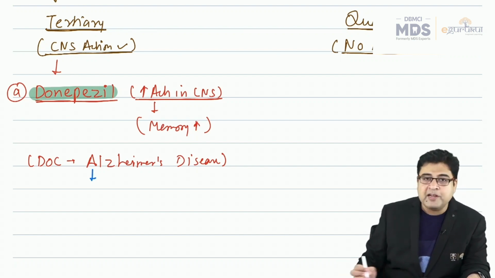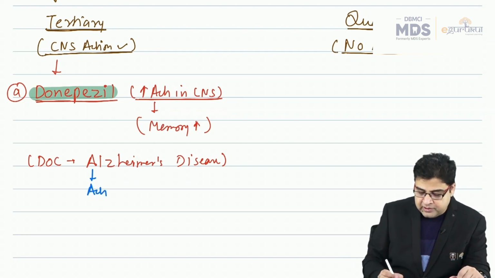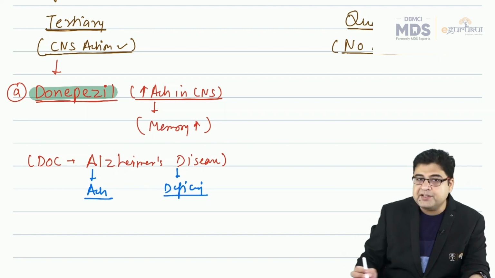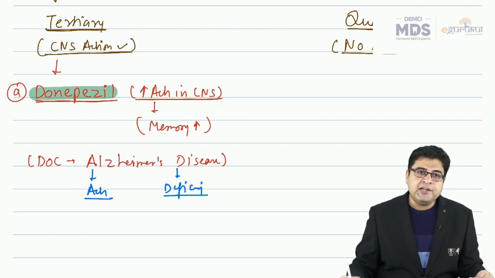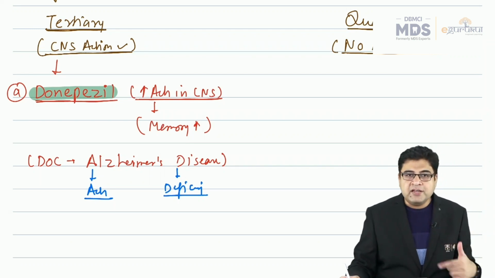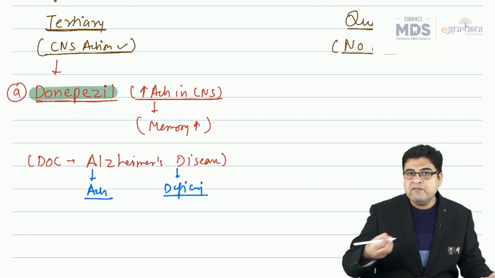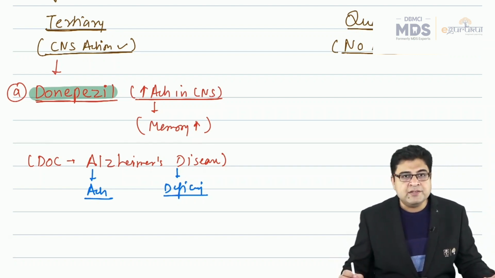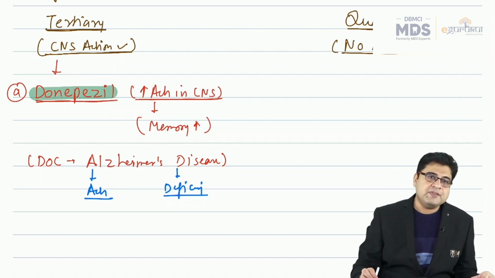Alzheimer's disease, you can remember like this. In Alzheimer's, A is for acetylcholine, D is for deficiency. So the patient will suffer from acetylcholine deficiency, and you have to increase the level of acetylcholine in the CNS. Donepezil is a medicine which can increase the level of acetylcholine in the CNS, so this medicine can be used as a drug of choice for Alzheimer's disease.